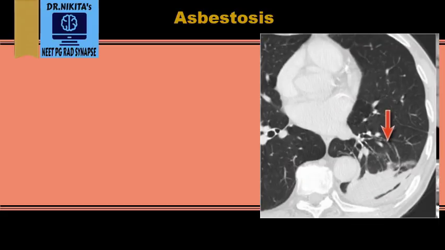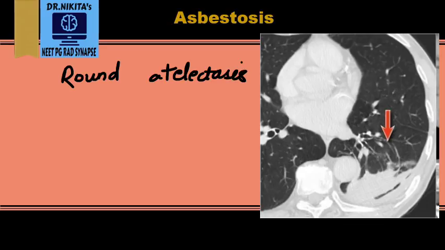The next important finding on radiology that is seen in asbestosis is round atelectasis. This is a previously asked question in All India 2012, round atelectasis. They give you a question that a person working in the shipbuilding industry presents with cough and breathlessness. CT scan shows a rounded opacity with comet tail sign. So remember that round atelectasis has the comet tail sign.